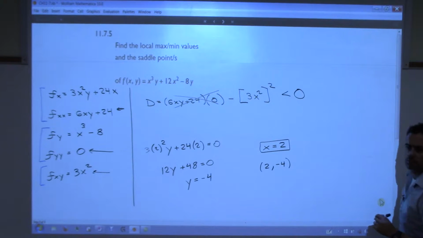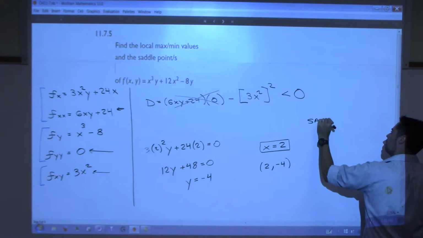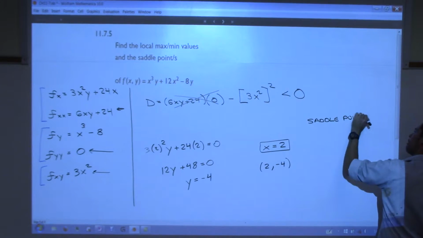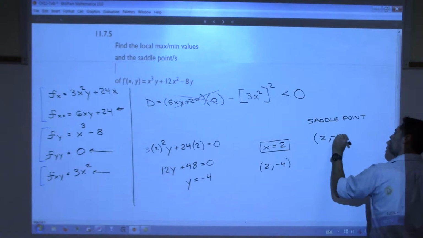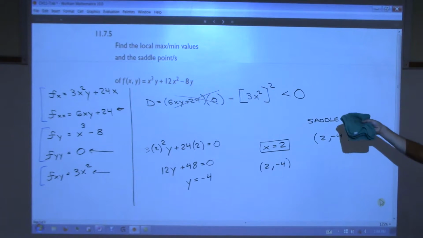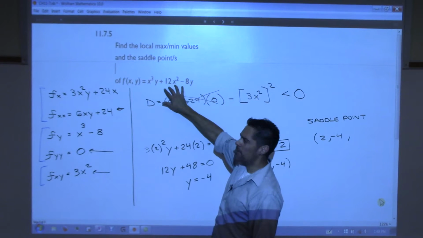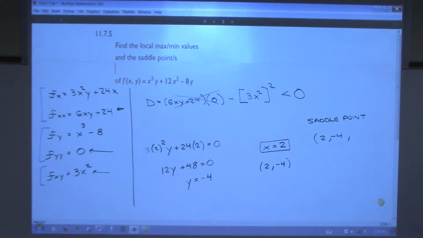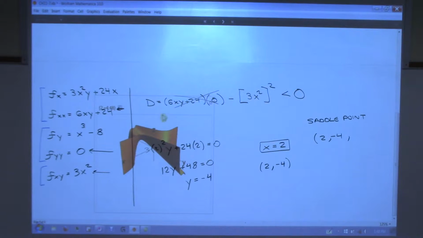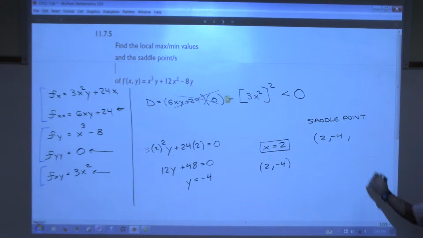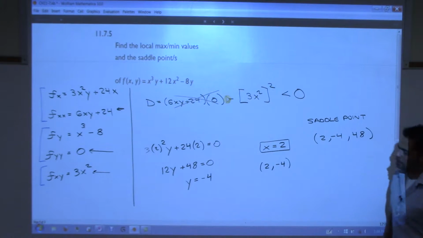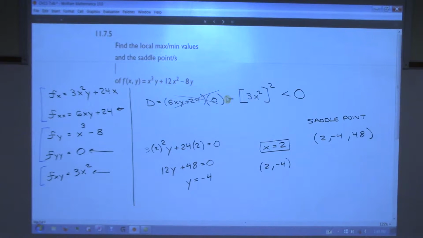So what do we have? Saddle point. We have a saddle point. It is the point 2, -4, and then whatever you get when you plug 2 and -4 into this. Anybody do that yet or no? It's all right if you haven't. I have it down here. 48. Should be 48. And that's it. You do not have any local maximums or minimums. Good or no?